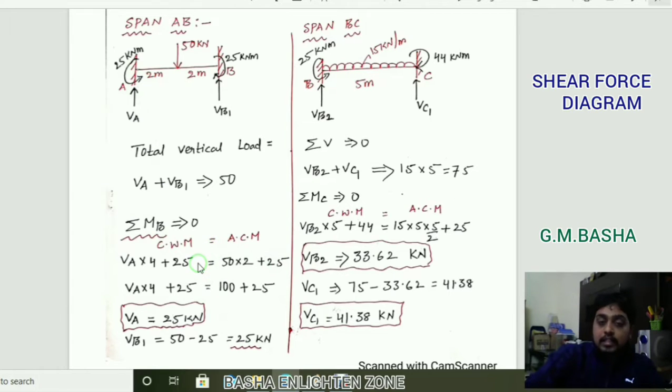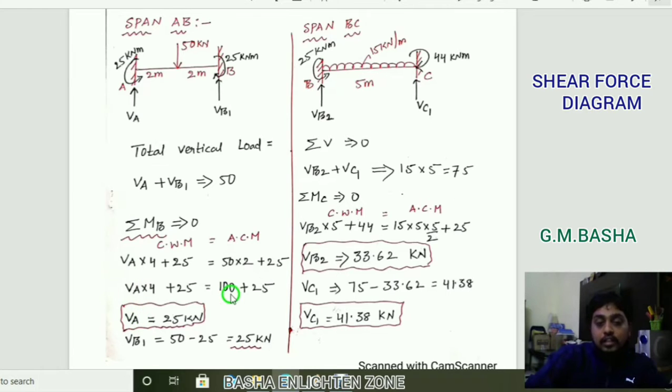If I take it on this side, it means minus 50 into 2 minus 25, and again I am sending it to this side also. No problem. Before itself I am taking clockwise moments on one side and anti-clockwise moments on another side, so no need to take negative symbols here, only take positive symbols and then simplify. Then simplify by using your calculators, you will get the VA value.